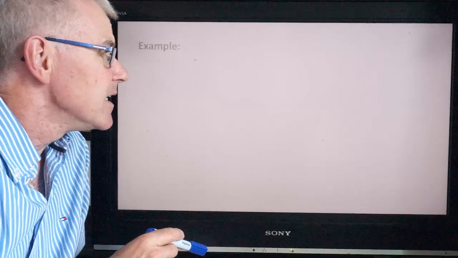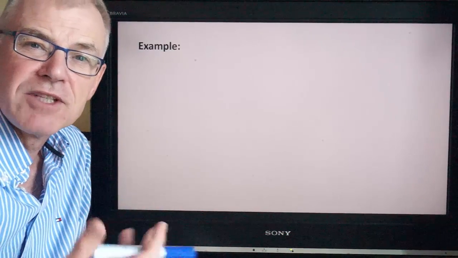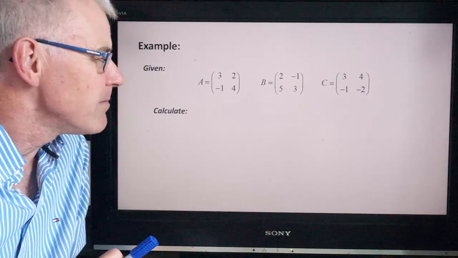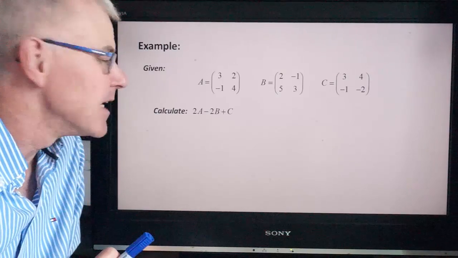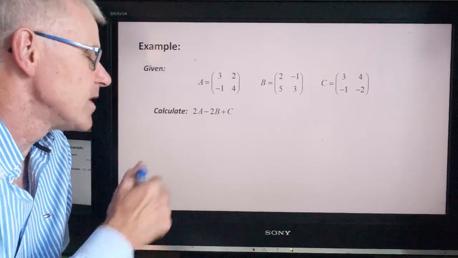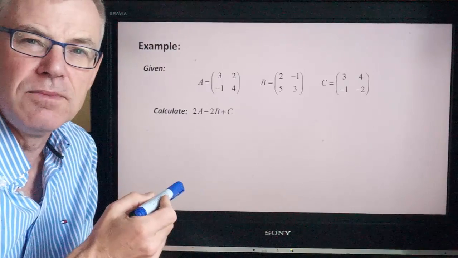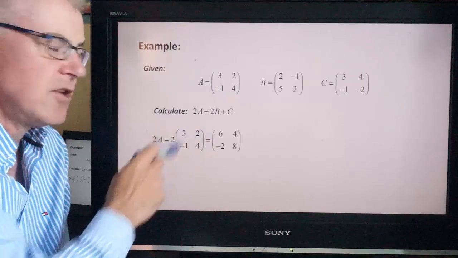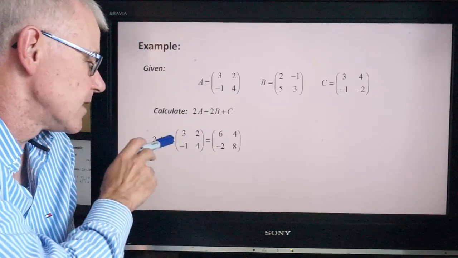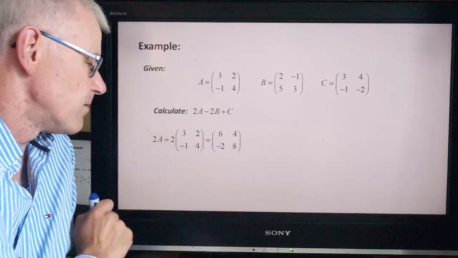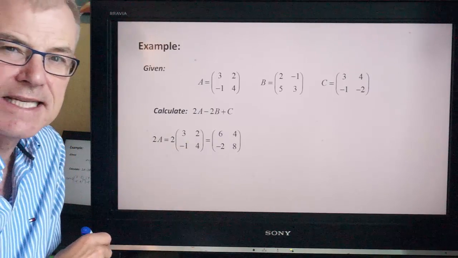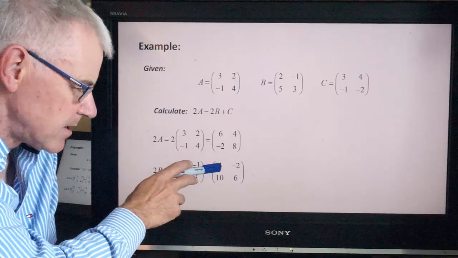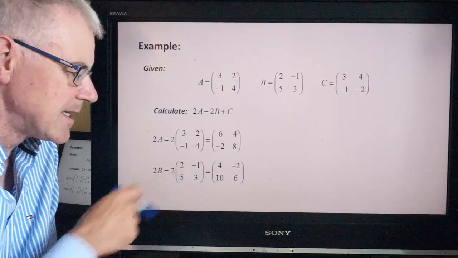Now we can combine the addition, subtraction and multiplication by a scalar into one example as we have here. So here we have 3 matrices A, B and C. They're all 2 by 2 matrices, and we want to calculate 2A minus 2B plus C. So first we multiply each of the elements of A by 2. So this gives us 2 3s are 6, 2 2s are 4, 2 minus 1s are minus 2, and 2 times 4 is 8. And then we multiply all the elements of B by 2, and this gives us the matrix 4, minus 2, 10 and 6.